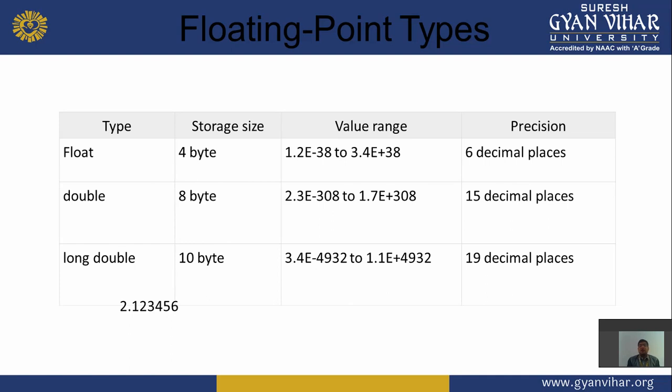Next, if you use long with double, then automatically the size is converted into 10 bytes, and the range is more than the double, and it stores 19 decimal places. So the most popular data types are: first is integer, second is character, third is float, fourth is double. And if you use long, then automatically it extends the size of all data types. It is also long int, long character, and so on.